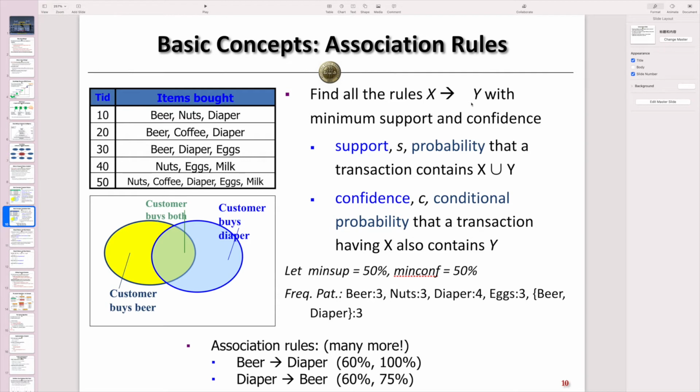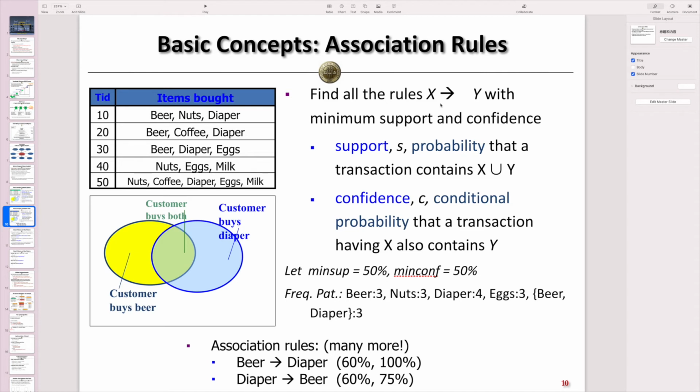This is defined as a rule, right? Some items will imply some other items according to the data we can get. For the rules we can define two different concepts. The first one is called support, and the second one is called confidence. So what is support for a rule? Formally, the support for a rule denotes the probability that a transaction contains X and Y. If we have some transactions containing both X and Y, we can define this fraction to be the support for the rule.